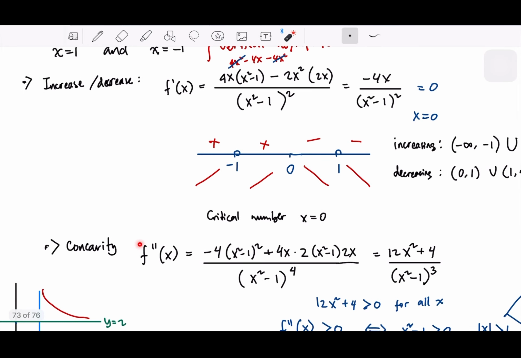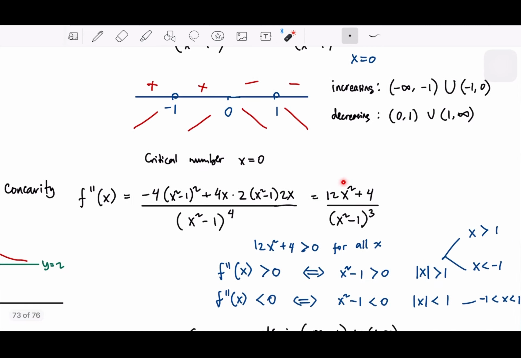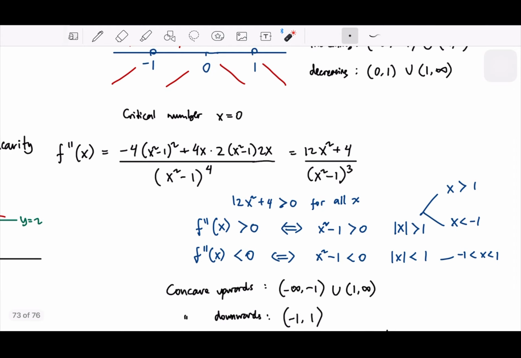And then we can also check the second derivative to look at the concavity. And we take some quotient rule here, and this is the result. And now imagine this numerator will always be positive, right? This is a positive function. So the only way we are going to see any change in sign is based on this denominator. So we will have positive or negative for the second derivative based on this x squared minus 1.